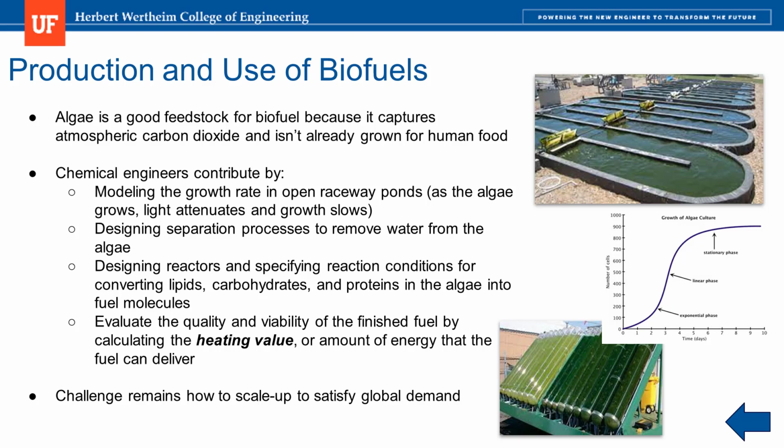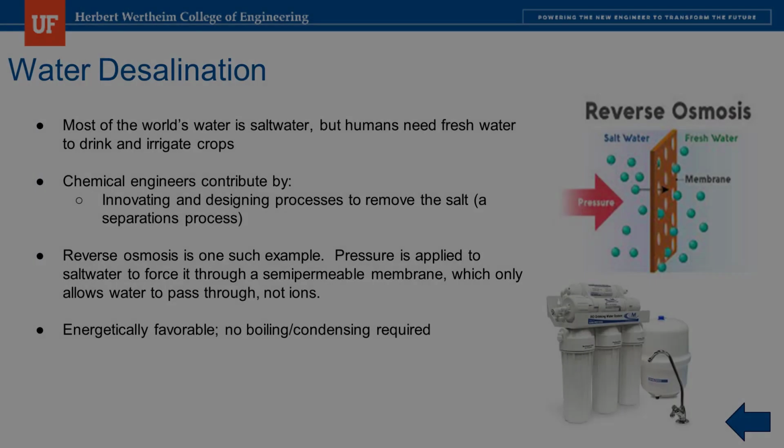Another process that must be considered are reactors to convert lipids, carbohydrates, and proteins in the algae into molecules suitable for fuel. Example processes here include transesterification and hydrothermal liquefaction. Chemical engineers can also calculate the heating value of the finished product in order to compare it to other liquid fuels. The main challenge with algae biofuels remains how can we scale up large enough to satisfy global demand. As mentioned previously, chemical engineers have expertise of scale-up, which uniquely positions us to make an impact.